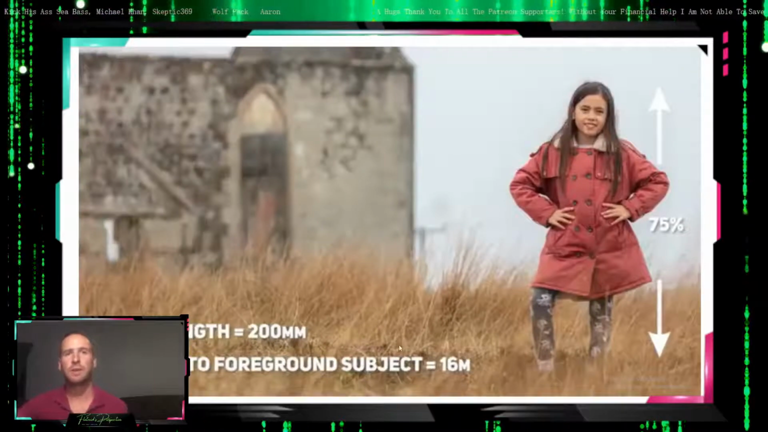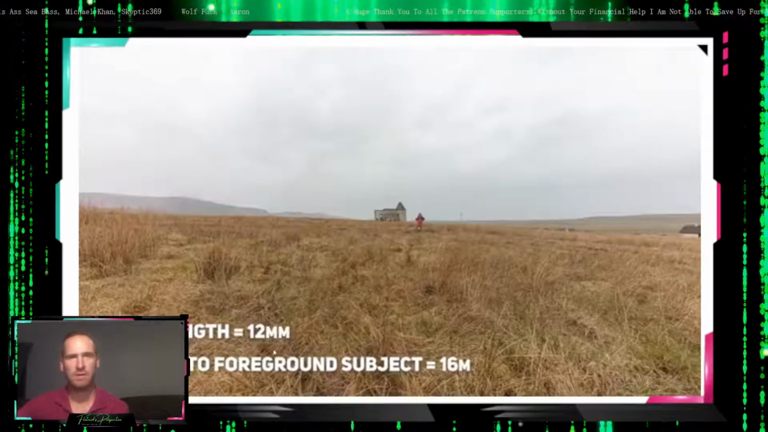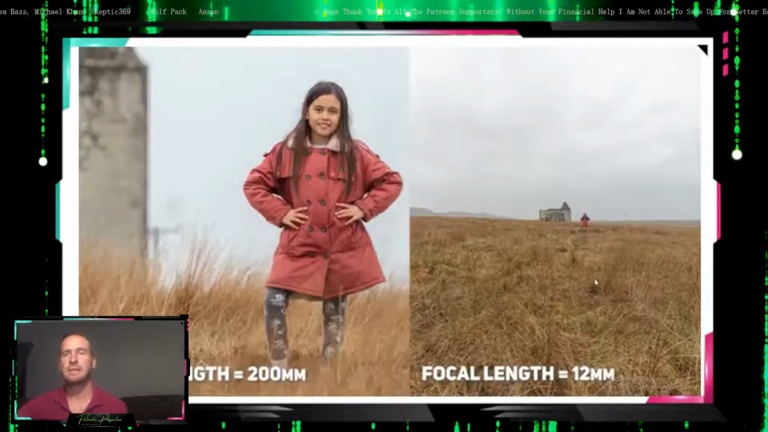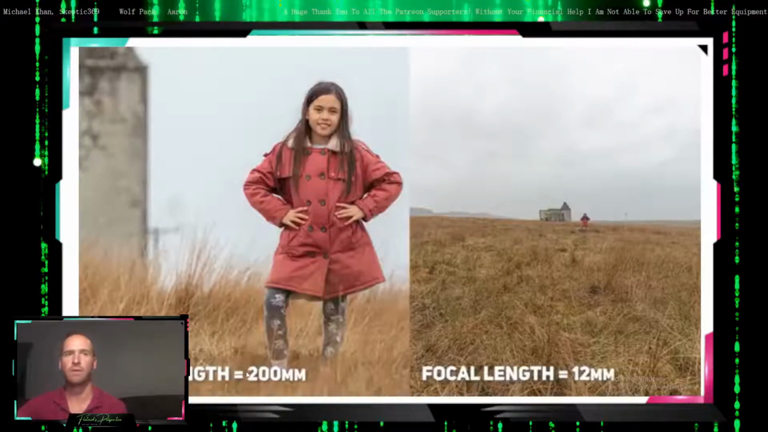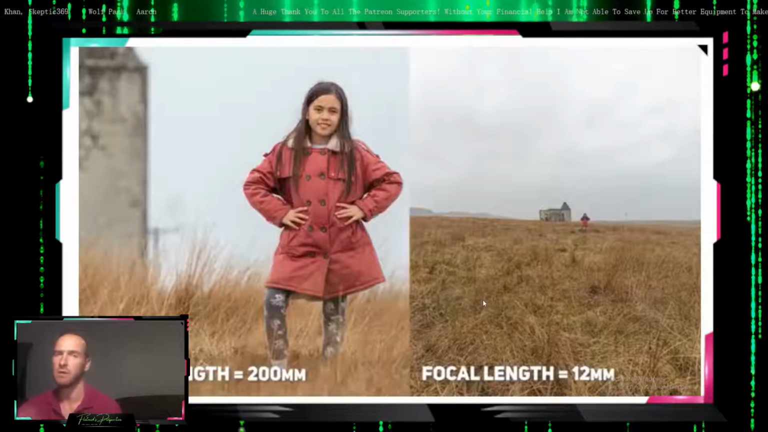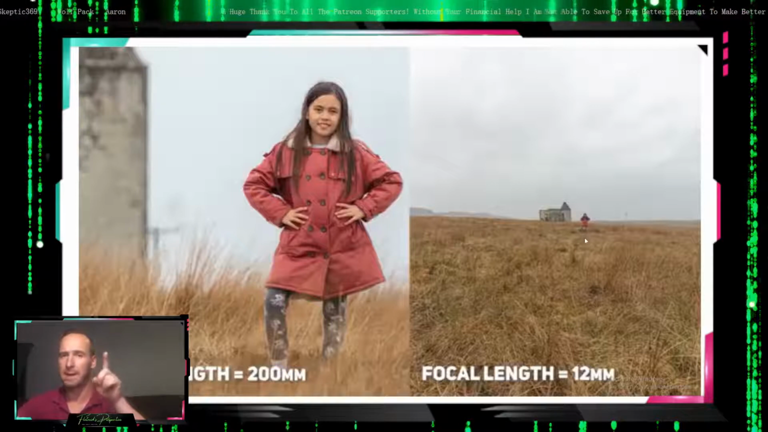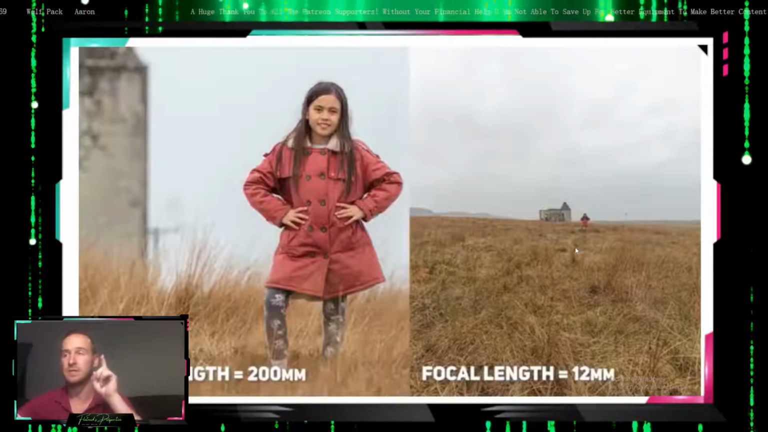This is the 200mm at 16 meters with 75, and obviously at 16 meters at 12mm. Now we put them side by side. The same distance, different focal lengths, the 12 and the 200. Remember, he said they are exactly identical in perspective. I 100% agree with this perspective. It's the same, but there's a difference when it comes to the compression, which he does not agree with.